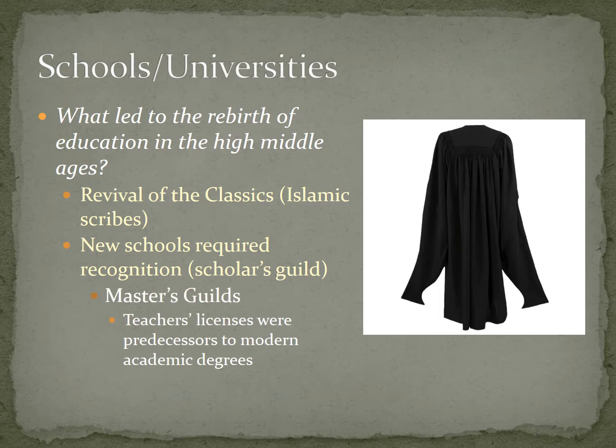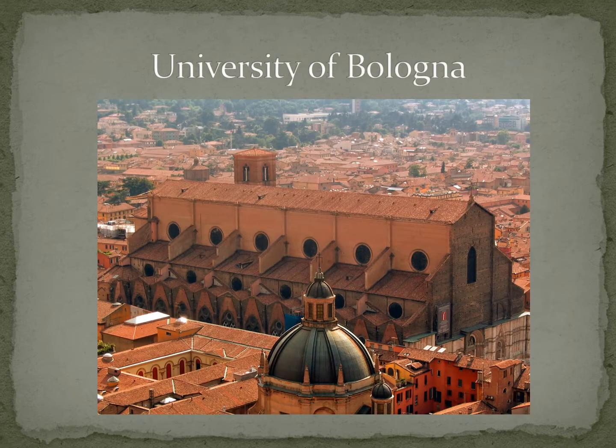And these teacher's licenses were kind of the idea, or the predecessors to our modern academic degrees. So the fact that we graduate with degrees that say I'm now certified and I'm qualified to do such and such, that came back from this period in the Middle Ages. Right, an example, the University of Bologna, one of the first, and kind of sets an example for later universities that are developed. Now, it's not that there weren't schools before, right?